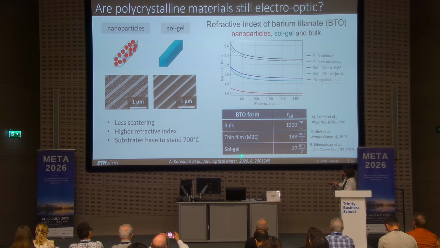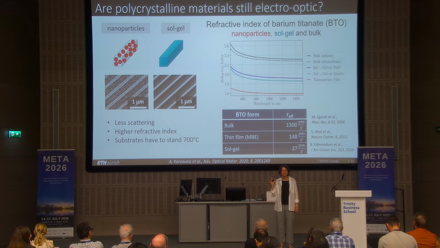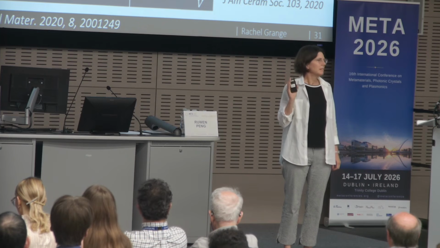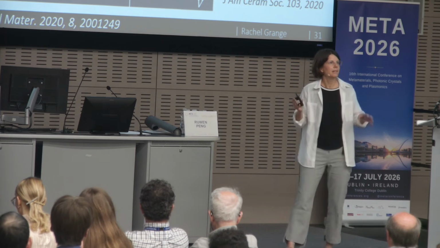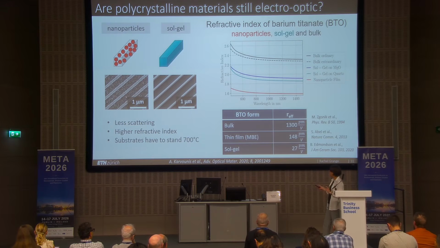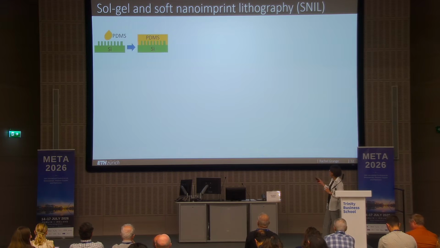And in sol gel, for barium titanate, what we have is a parameter that is close to 30 picometer per volt. I told you before, 30 picometer per volt is the parameter of bulk lithium niobate. So you have an electro-optic parameter in a material that is easy to fabricate with the same strength as monocrystalline lithium niobate. So this is interesting for electro-optic. And so the fabrication is easy.